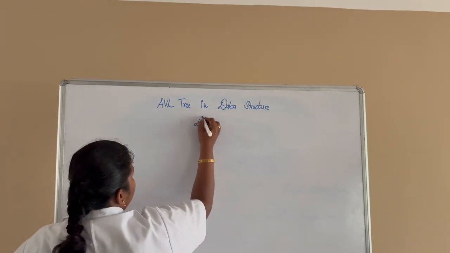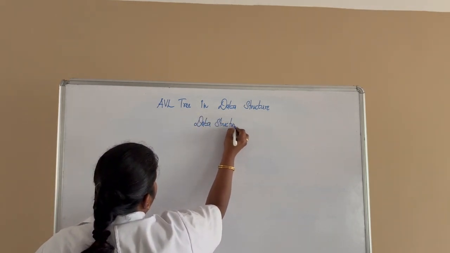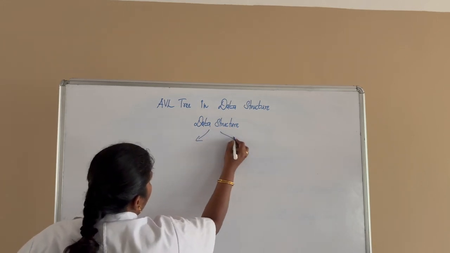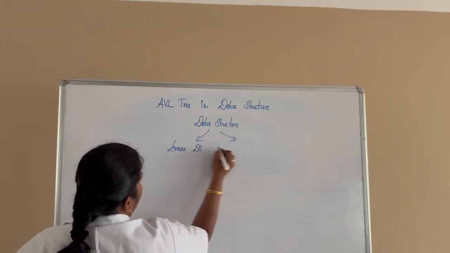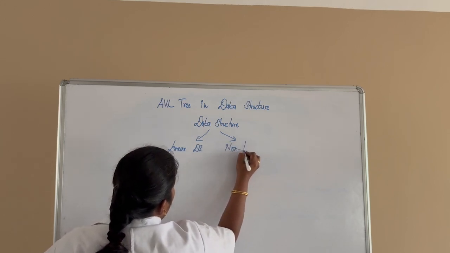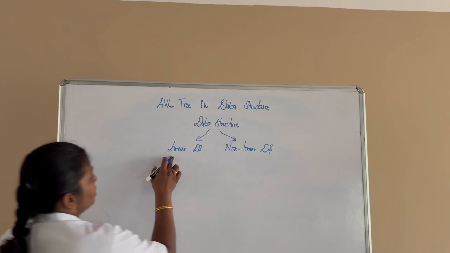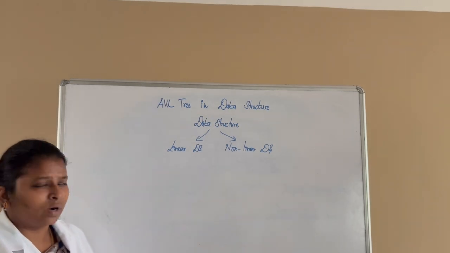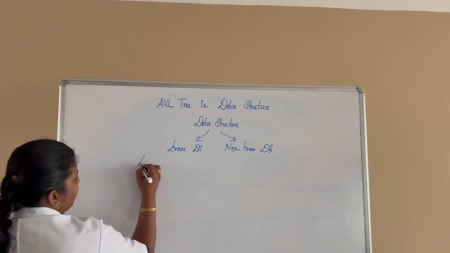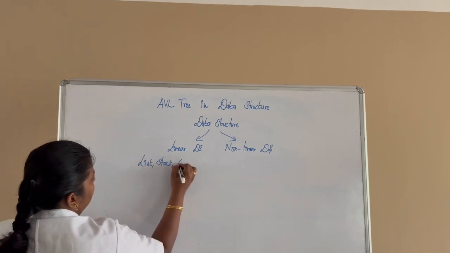So data structure is broadly classified into two types. One is linear data structure and the next one is non-linear data structure. Linear data structure is organizing the element in the sequential order, and it is composed of concepts like list, stack and queue.